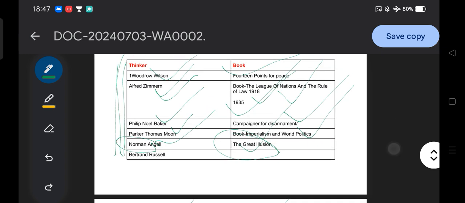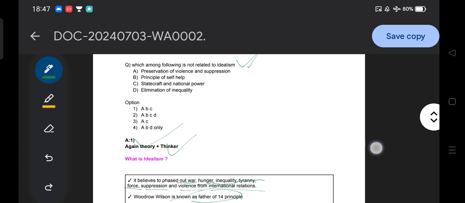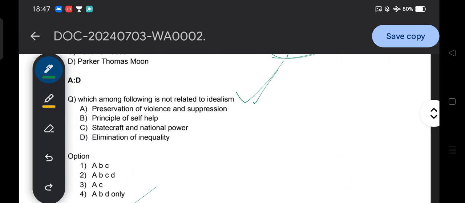Let's switch to the questions, a homework question for all of you. Which among the following is not related to idealism? Option A, preservation of violence and suppression; option B, principle of self-help; option C, statecraft and national power; and option D, elimination of inequality. You need to find which option is correct and which is incorrect with respect to idealism. We have already discussed what idealism is and what things are related to it. Now you need to find the correct answer with regard to idealism.